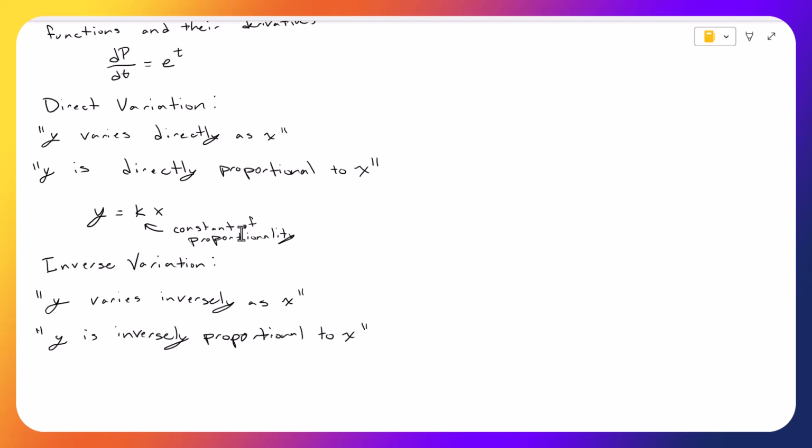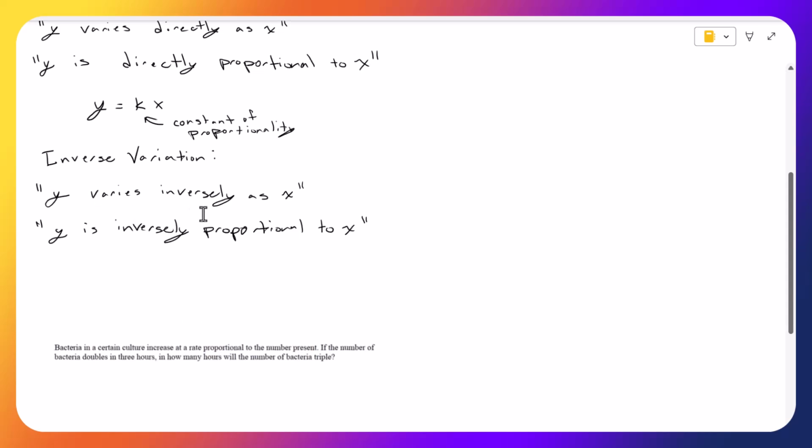And then inverse variation, y varies inversely as x or y is inversely proportional to x. Well, instead of k times x, this equation is just going to be y equals k divided by x. If we're inversely proportional, then we're going to be dividing instead of multiplying.